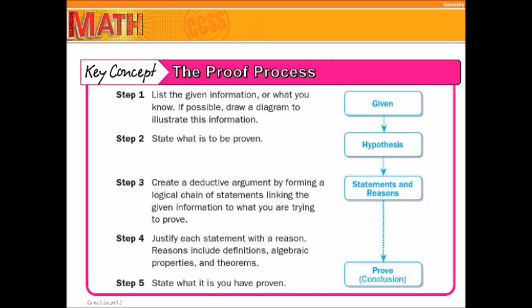Step 3, create a deductive argument by forming a logical chain of statements, linking the given information to what you are trying to prove. Step 4, justify each statement with a reason. Reasons include definitions, algebraic properties, and theorems. Lastly, state what it is you have proven.